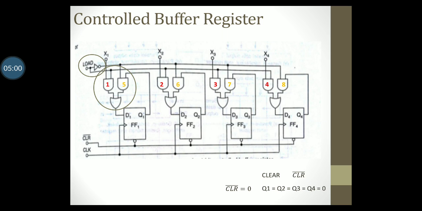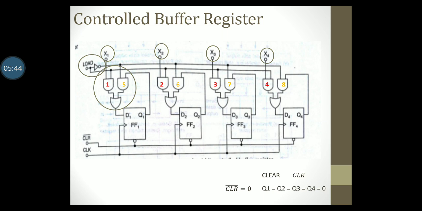The line where load is equal to 1 is connected to AND gates 1, 2, 3 and 4. The line where load is equal to 0 is connected to AND gates 5, 6, 7 and 8. The AND gates 1, 2, 3 and 4 are also connected to the inputs labelled as x1, x2, x3 and x4. AND gates 5, 6, 7 and 8 are connected to outputs Q1, Q2, Q3 and Q4.